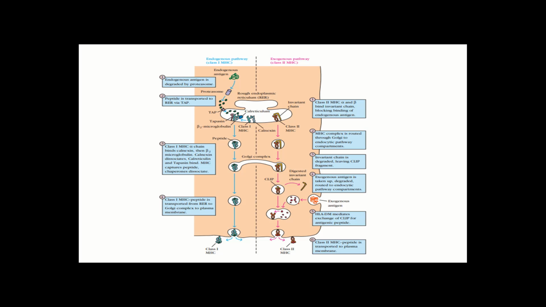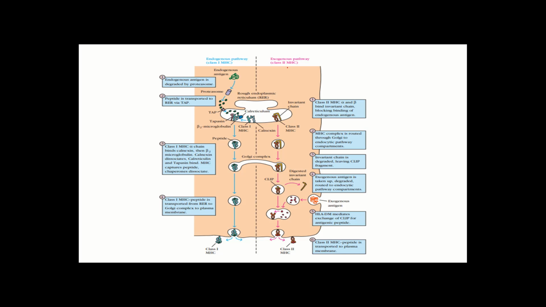there will be an exchange of CLIP and the antigenic peptide. So CLIP will be removed and the antigenic peptides will be captured by the MHC class 2 protein. After that, this MHC class 2 bound to the antigenic peptide will be transported to the plasma membrane, where it will present this antigen to other immune cells. So this is the brief and basic difference between endogenous pathway and exogenous pathway.